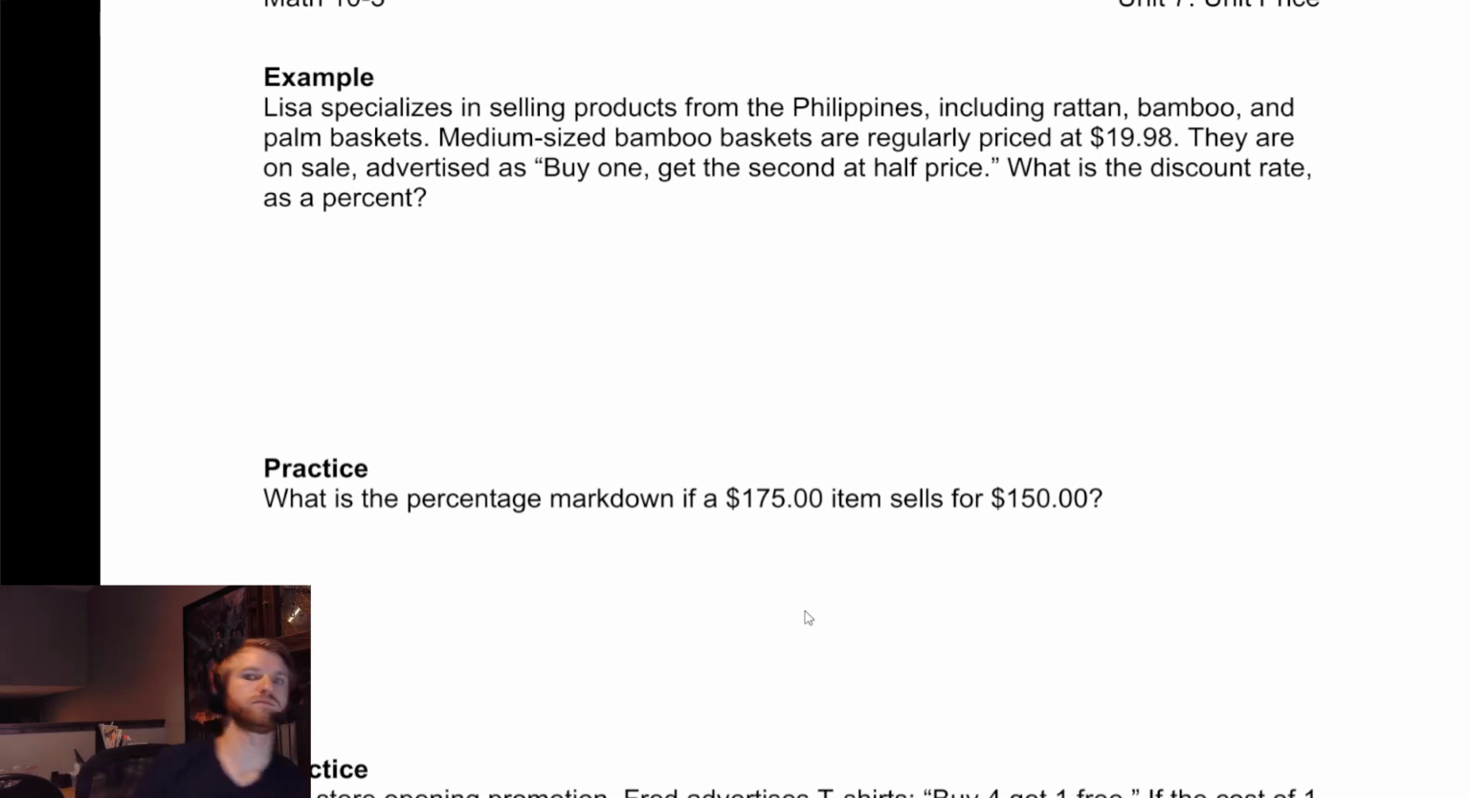All right. The example on the next page says Lisa specializes in selling products from the Philippines, including rattan, bamboo, and palm baskets. Medium-sized bamboo baskets are regularly priced at $19.98. They are on sale as buy one, get the second at half price. What is the discount rate as a percent? So how much percent off are you actually getting here?